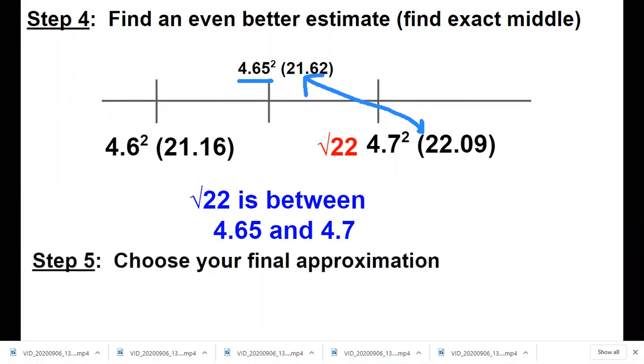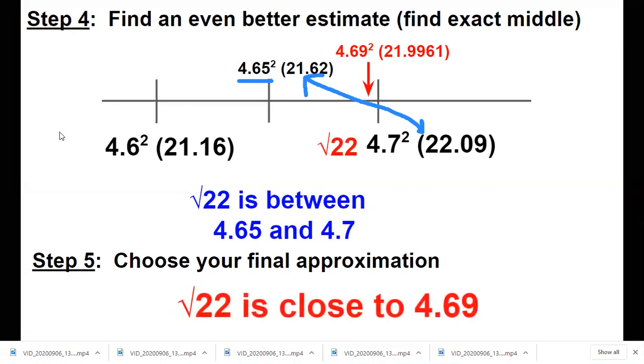Step 5 is to choose our final approximation. Now remember, these are approximations, so on a test, you can be close and still get it correct and not have the same answer as your neighbor, because they're estimates. And as long as you're in the ballpark, you will get the answer correct.